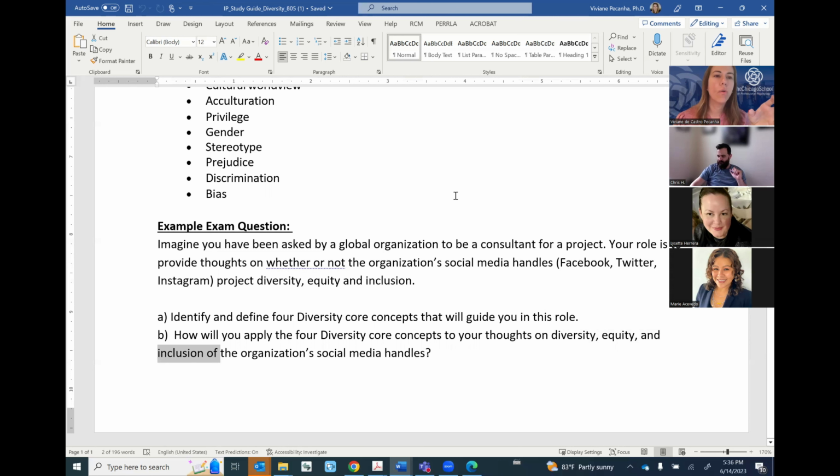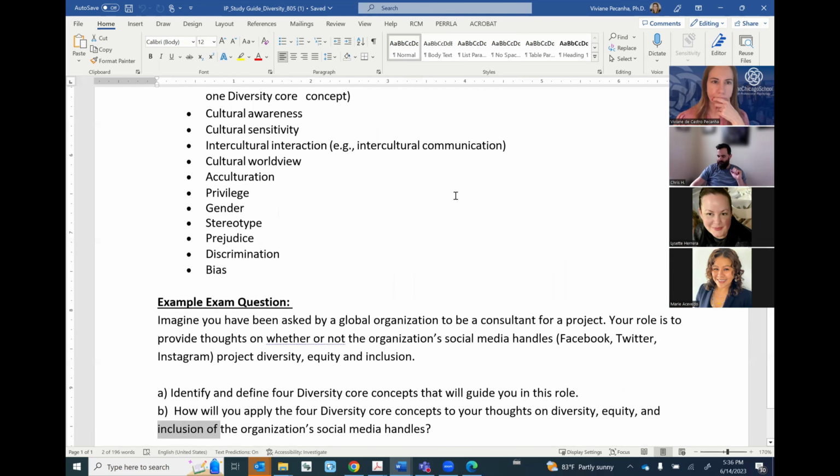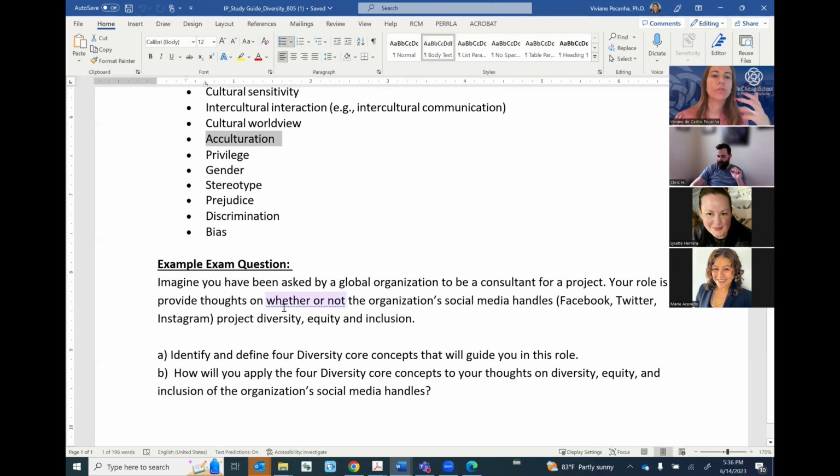So let's say you decided to use acculturation. You will need to identify and define that this is going to guide your work. And then you will need to apply the concept of acculturation into how you're going to propose, or recommend, a project that focuses on diversity, equity, and inclusion.